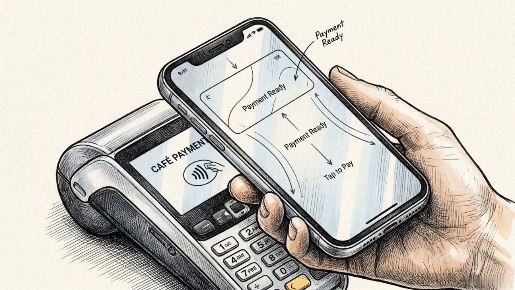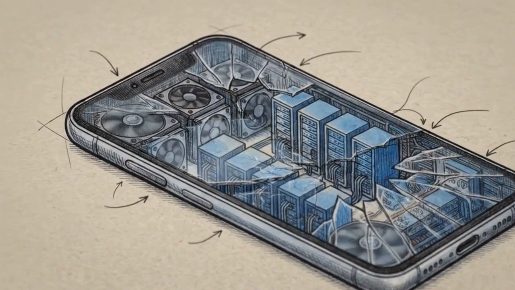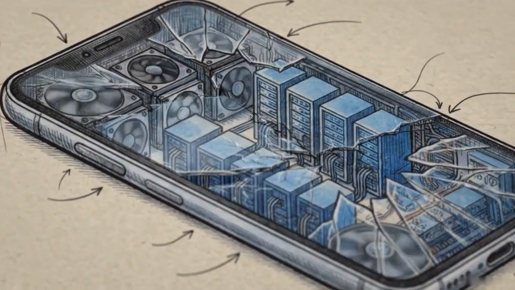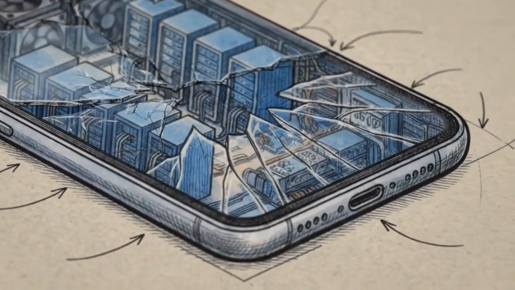When you tap your phone to pay for a coffee, the interface makes it feel effortless. A quick chime, a checkmark, and you are done. But beneath that smooth glass screen is a violently complex, distributed labyrinth of servers, fiber optics, and cryptographic handshakes.